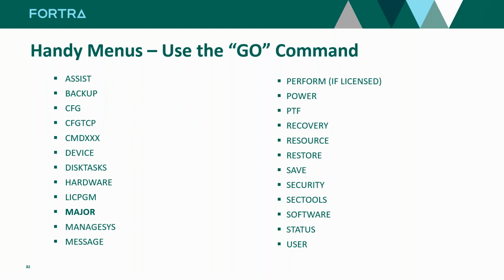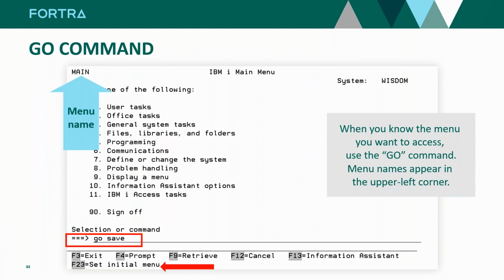So learning about the menu names, of course, is important, and this is a reference for you. For instance, Go Security, Go Security Tools, Go Save, Go Restore, Go PTF. These are all menus that IBM has created in advance just to make your world a little bit easier to navigate around. So first of all, of course, as an administrator, you would need command line access.